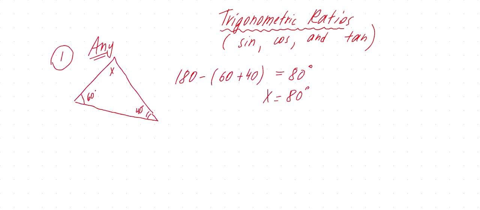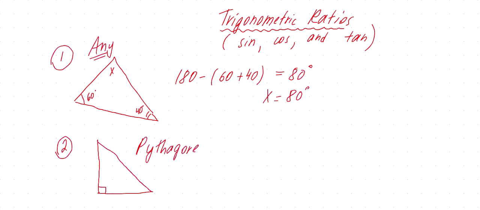Tool number two, we have something for right triangles. Can you remember? If we have a right triangle, it must be a right triangle, and we have two sides, we can always find the third side. So we have the Pythagorean theorem, right?